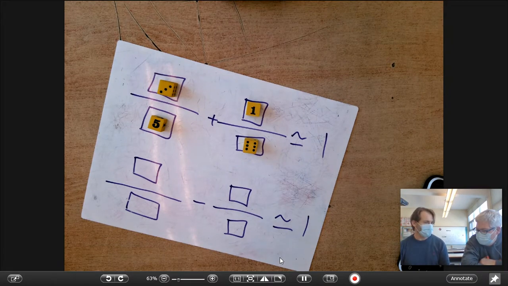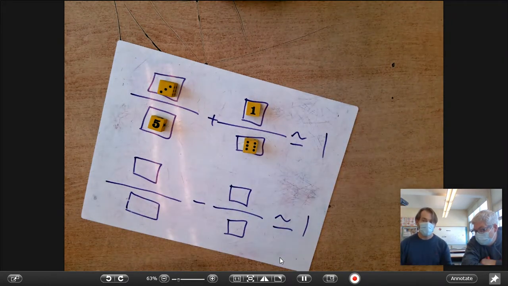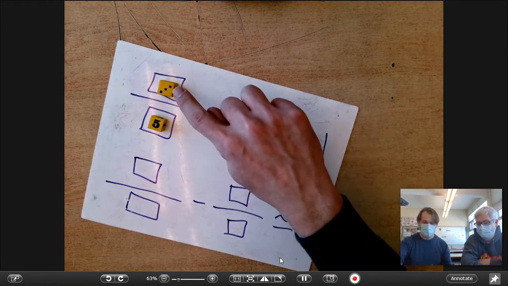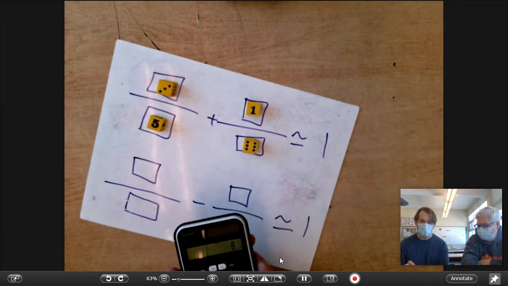Which one is closer? So let's see here. That's 0.6 plus half of that. Maybe we better calculate it. Yes. So 3 over 5 plus 1 over 6. We could just do that quickly on a calculator.